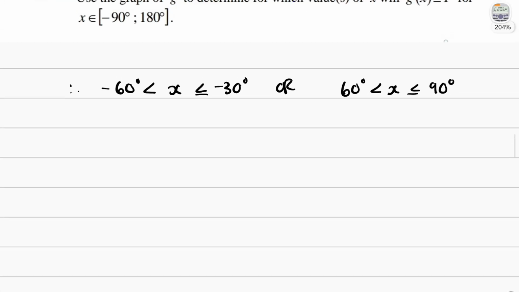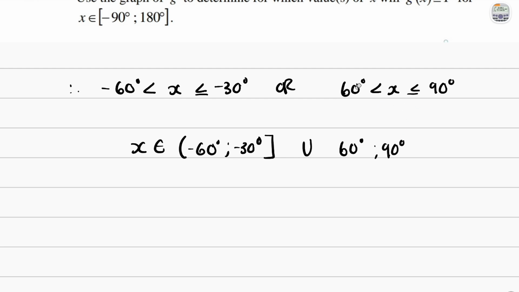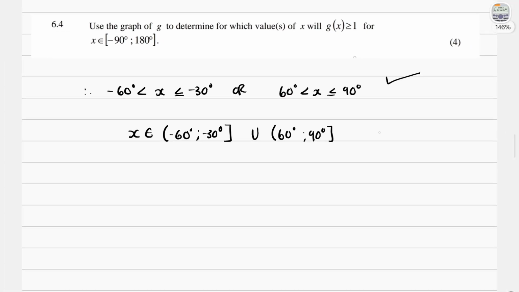Of course, you can write this as intervals, so this would be x is an element of, going from negative 60 degrees to negative 30 degrees. But because it's just greater than negative 60, not equal to, use a round bracket. Here it is equal to negative 30 degrees as well, so square bracket. Or you could have said x is an element of, we'll just say union, and then we're going from 60 degrees to 90 degrees. Same thing over here, use a round bracket here and a square bracket here, and that will be our answer. You can write it like this or like that. Moving on to the next question.